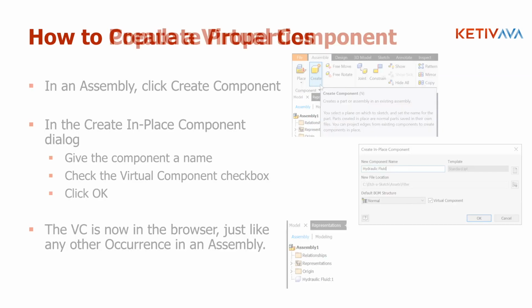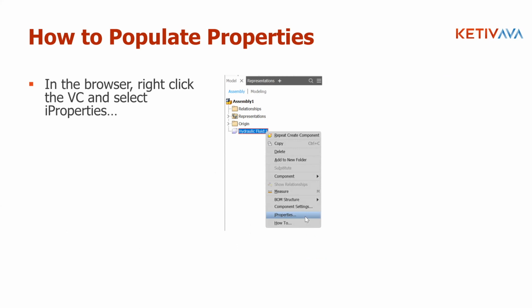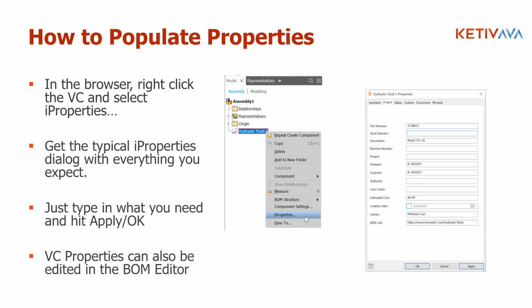Now, since they are meant to be a line item in a bill of materials and a parts list, they're not a lot of good unless you can populate the properties that also need to get filled in on that bill of materials. So it's pretty easy. Once you've created the virtual component in your assembly, you just right-click it and click on iProperties, just like you were trying to get to the iProperties of any assembly or part file. It'll bring up an iProperties dialog, just like you're used to with parts and assemblies. And you just fill in all your typical iProperties. It's got your project, your status, you can do custom stuff. And you can even do physical, which we'll talk about in just a minute.